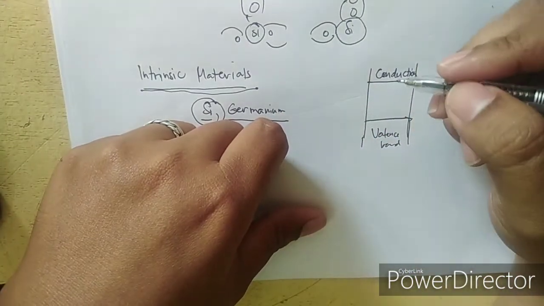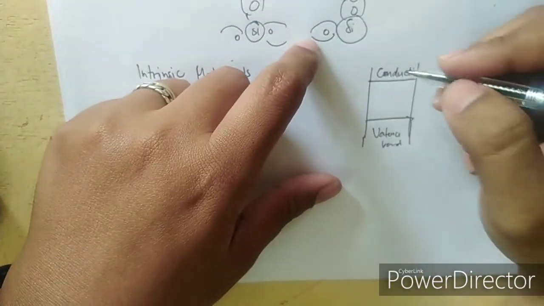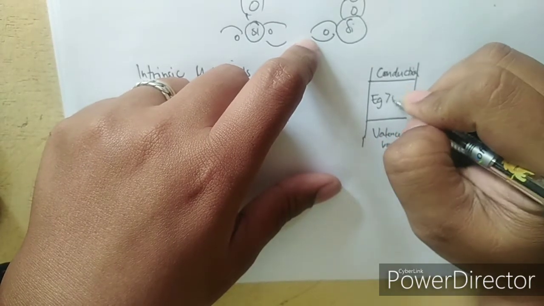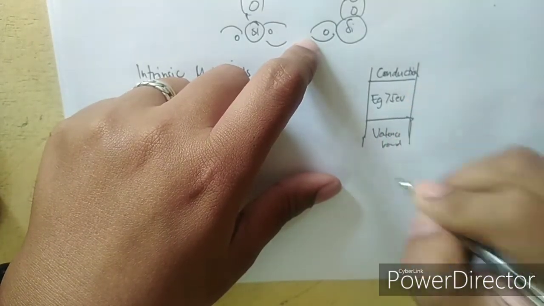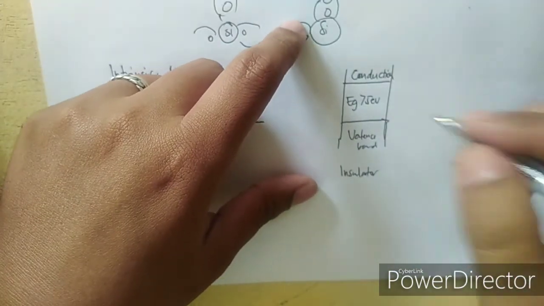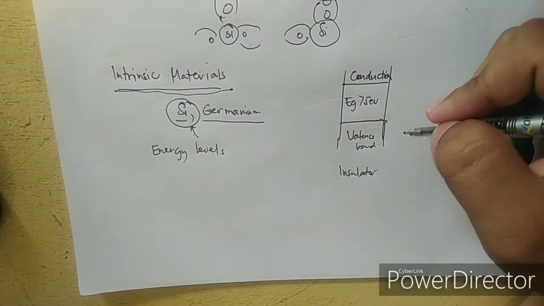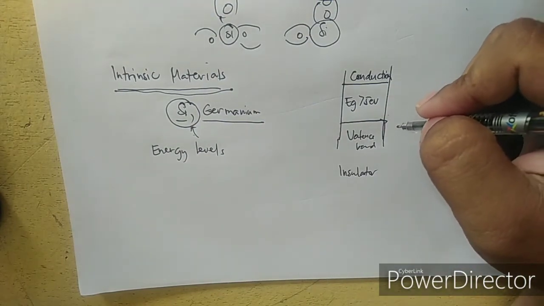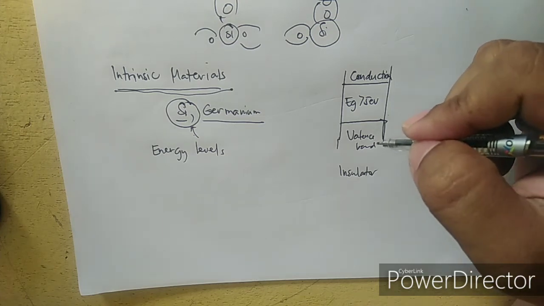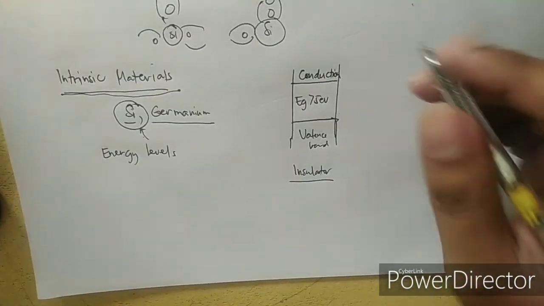For the energy required by a valence electron, if the energy gap is greater than 5 electron volts, this is an insulator. If the energy gap of a valence electron is higher, it needs more energy to jump from the valence band to the conduction band, so that is an insulator.